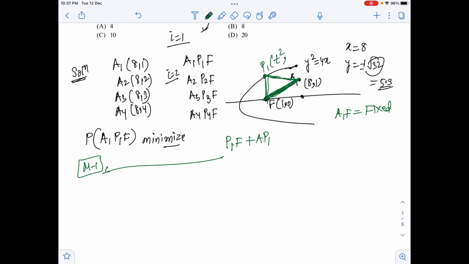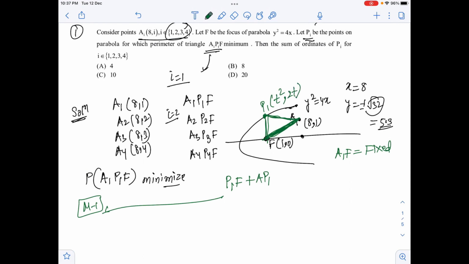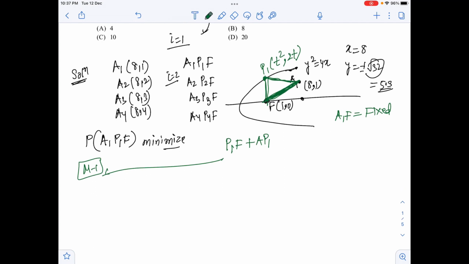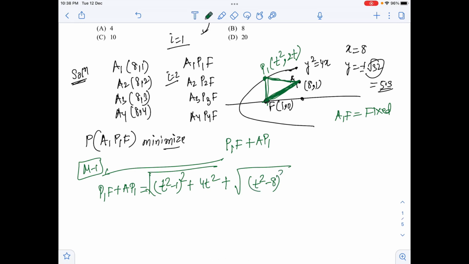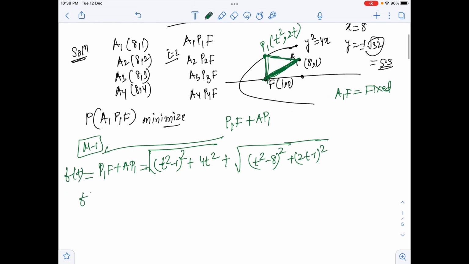You can directly take any point on the parabola, (t², 2t), as a parametric form, and the distance P1F plus AP1 can be written as what? It is basically the square root of (t² − 1)² + 4t² by the distance formula, plus the square root of (t² − 8)² + (2t − 1)², the distance from (8, 1). So this is basically a distance function, right? Let's call it f(t).